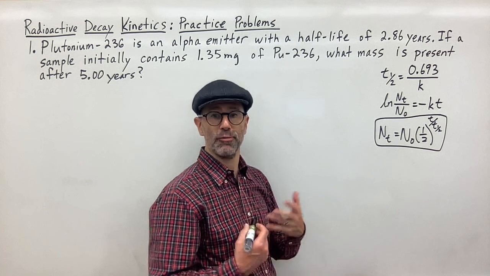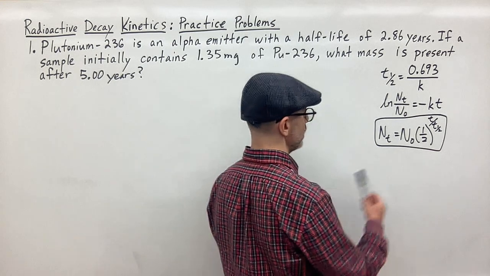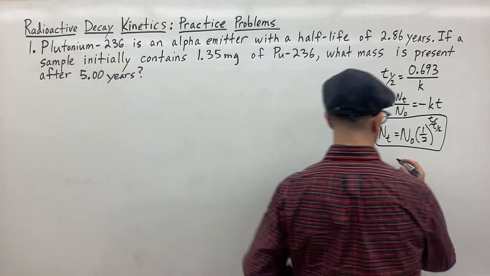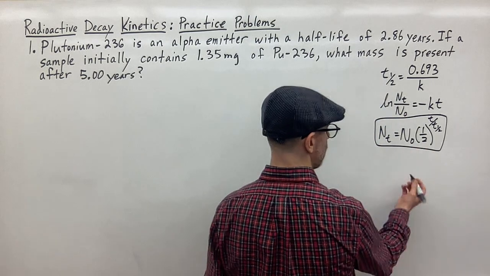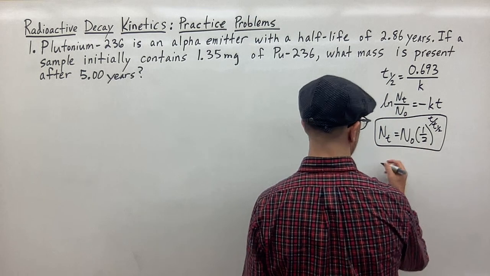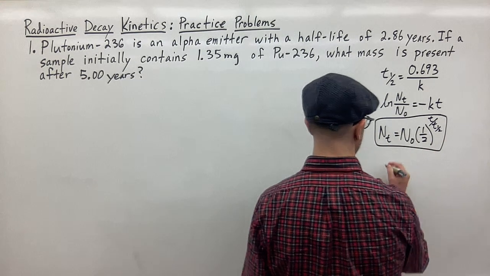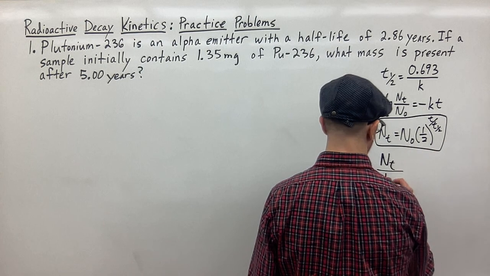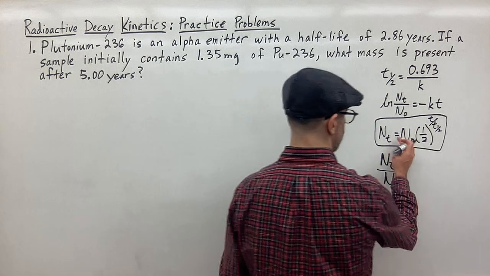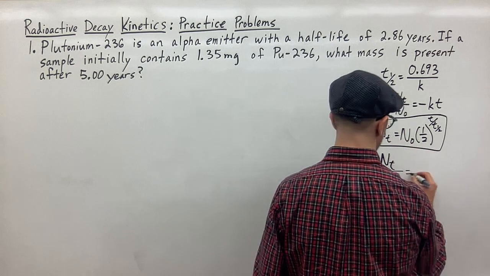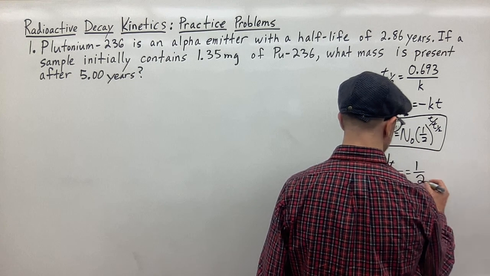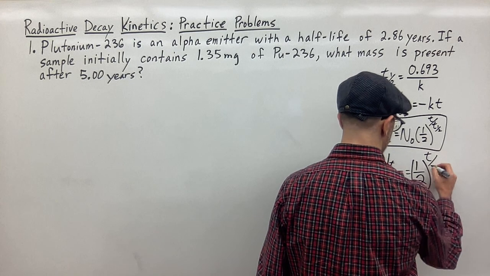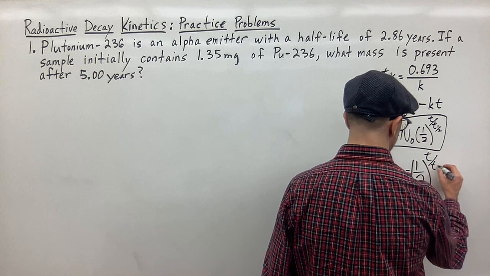If you're looking for a fractional amount, all you need to do is divide both sides by n naught, right? So if you want to know the fraction that's left over, not the amount that's left over, you could just use n sub t over n naught. Divide both sides by n naught, and you get that equation: 1/2 raised to the time elapsed divided by the half-life.